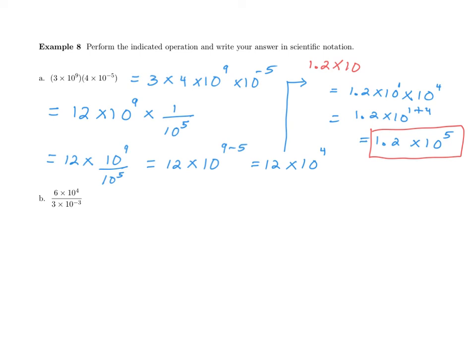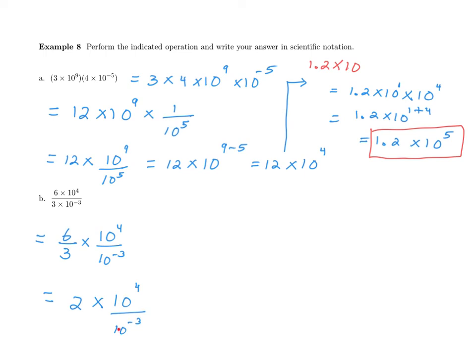Now in part B, we're dividing 6 times 10 to the fourth divided by 3 times 10 to the negative 3. What I'll do here is I'll divide the 3 into the 6 and the 10 to the negative 3 into 10 to the fourth. We can divide these two pieces and these two pieces together. So I'll write this as 6 over 3 multiplied by 10 to the fourth over 10 to the negative 3, like this. Now 6 divided by 3 is 2, and we still have this 10 to the fourth over 10 to the negative 3.